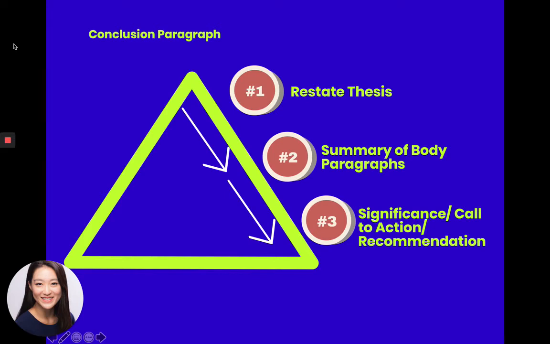And then at the end, we end by reminding the reader the significance or urgency of the issue, or we can ask them to do something about the issue, so it could be a call to action, or we can end with offering further recommendations. So there are various options in which you can close your essay, and we'll talk more about them shortly.